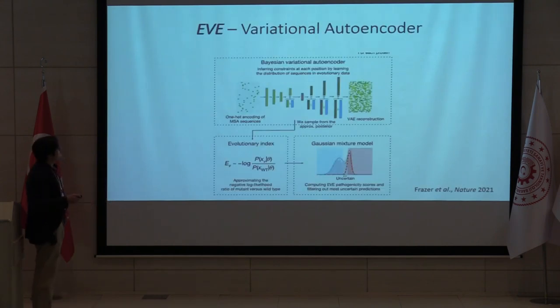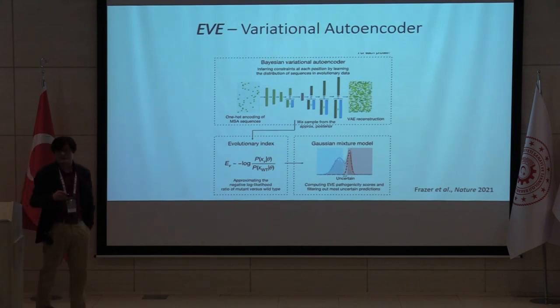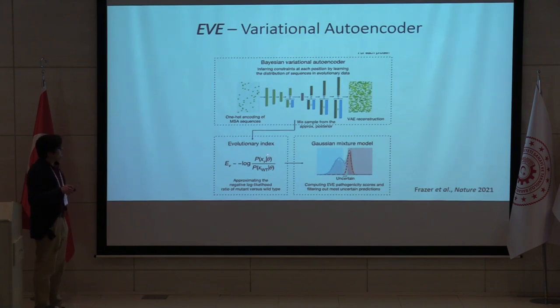A bunch of methods. So out of David Marks' lab, Frazer et al., a year and a half ago, this method EVE. And that's based on a variational autoencoder. For those of you who are computational machine learning aficionados, you probably love autoencoders, everybody does. This method works sort of okay. So it puts everything in this latent space and computes the model for the whole sequence, including every interaction.